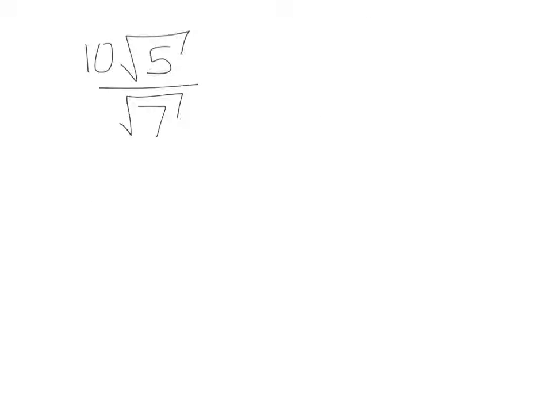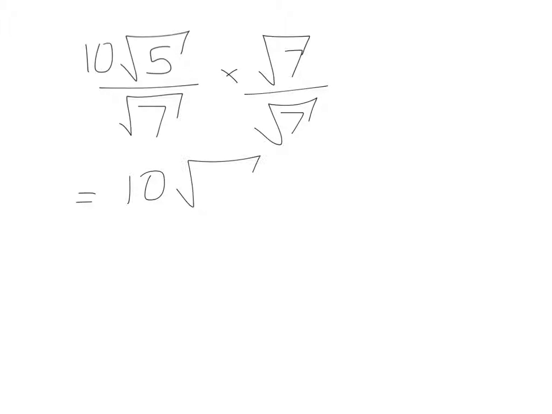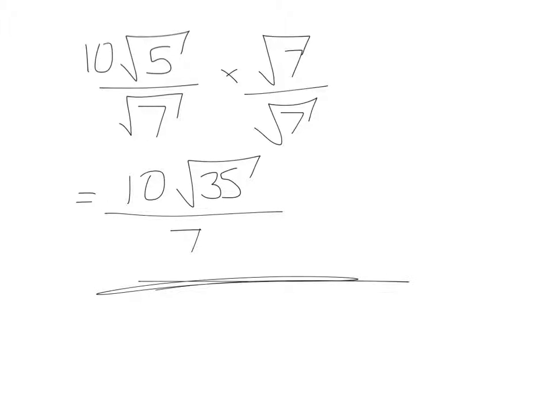Okay, here I've been asked to rationalise the denominator 10 root 5 over root 7. So I want my denominator and my final answer to be a whole number. Okay, so let's multiply this thing by 1. We're not going to change anything about it, we're just going to change how it looks. And how I'm going to write 1 is root 7 over root 7. I'm going to multiply the top together, the numerator, so I'm going to have 10 root 35. And at the bottom, I'm going to have 7. And I can't go any further.